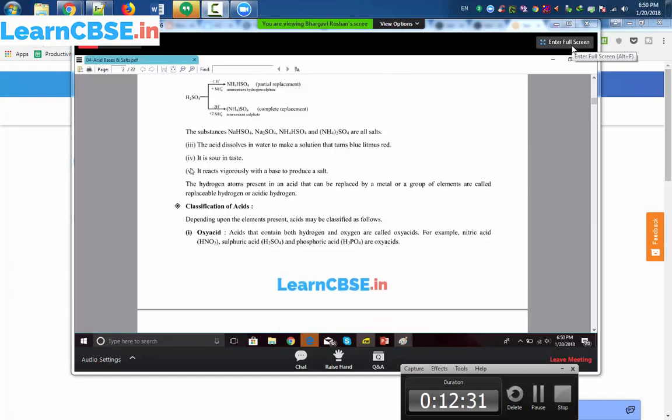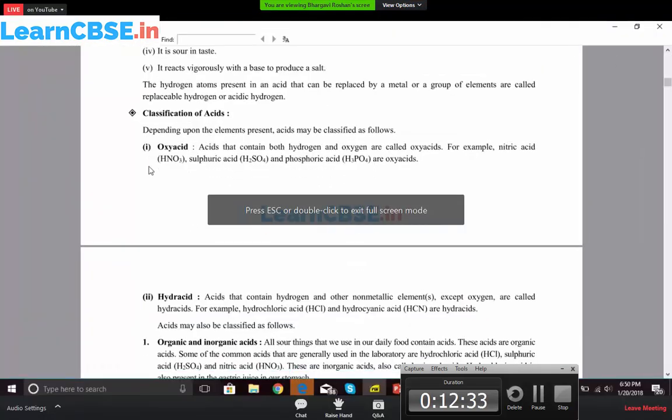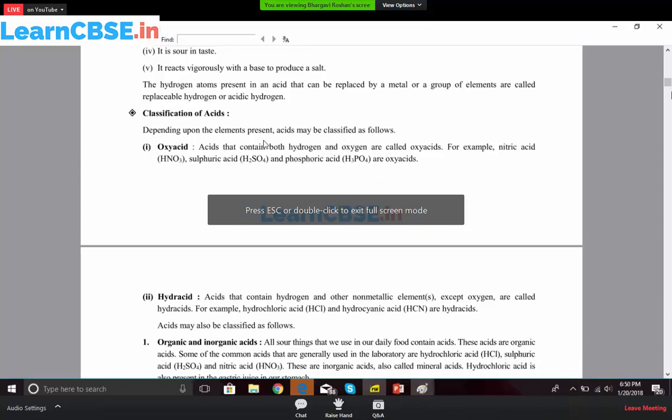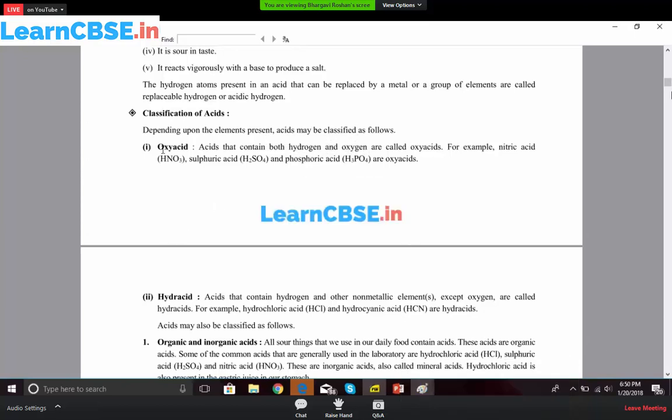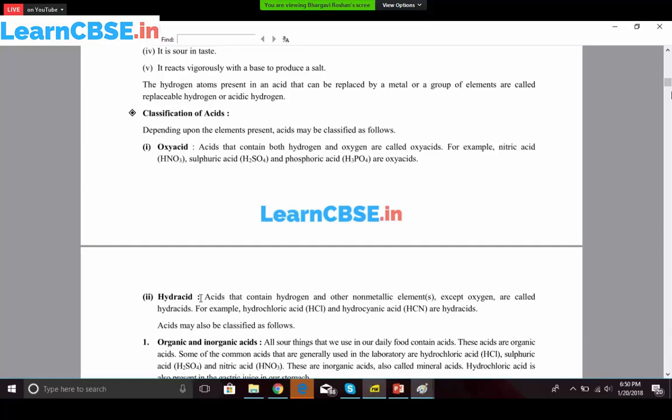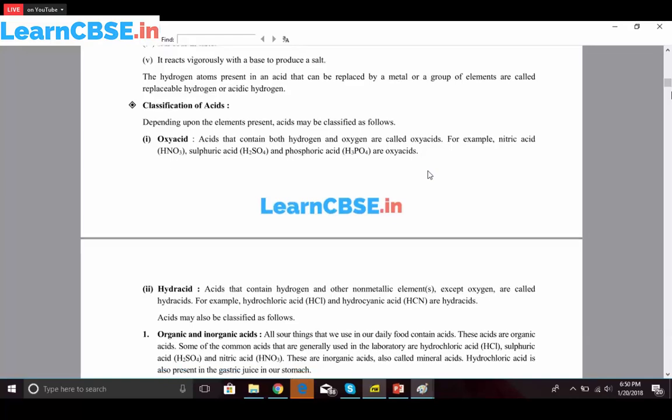Next is the classification of acids. Depending upon the elements present, acids can be classified as oxyacids and hydracids. Oxyacids contain hydrogen as well as oxygen, so we call them oxyacids. Examples: nitric acid, sulfuric acid, phosphoric acid. Because in these compounds we have both oxygen and hydrogen, we call them oxyacids.